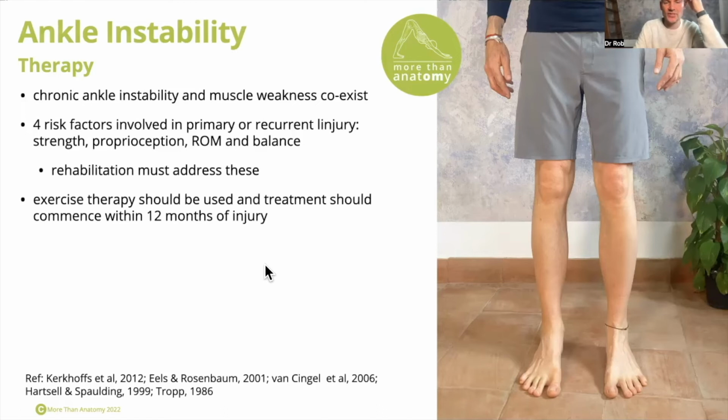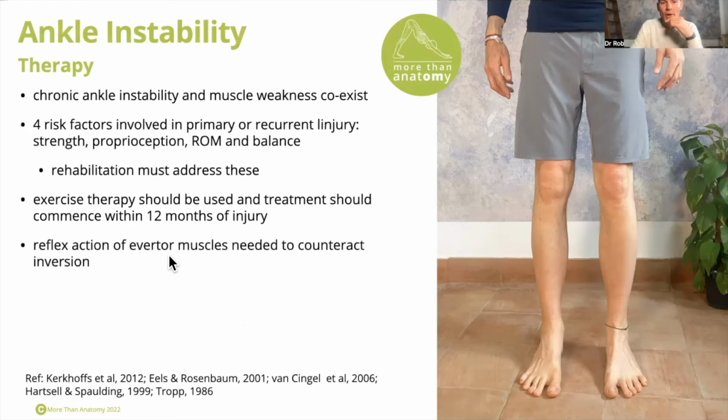Now, it says here that exercise therapy should be used and treatment should commence within 12 months of injury. So there's certainly the argument that the sooner you start it, the better. But there also seems to be an argument that if you start it within 12 months, you've got a better chance of improving the situation than if you wait longer than that. That doesn't mean that anyone who had the injury 2 years ago or 18 months ago won't get an improvement. Certainly you can work with chronic ankle injuries that have been there for years and years and get lots of improvement just by doing some simple things that we're discussing today.